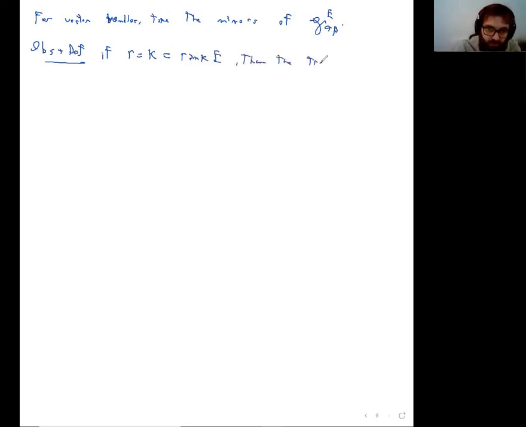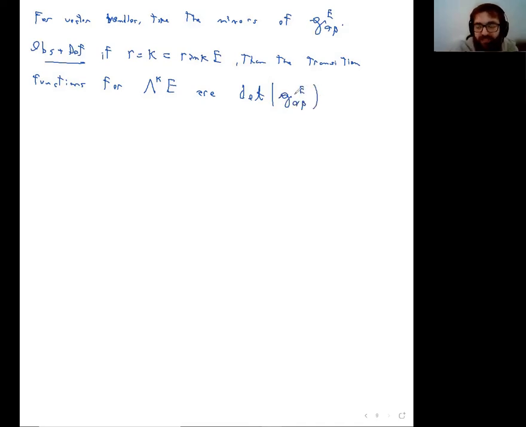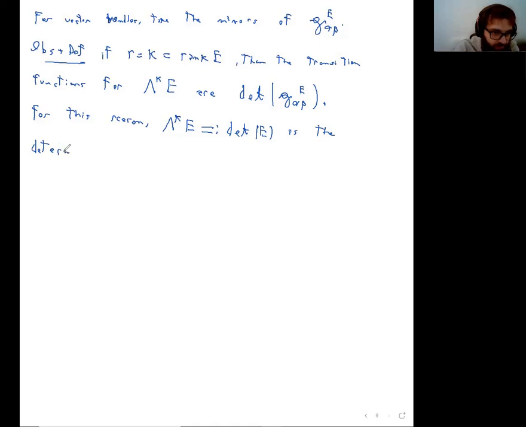then the transition functions for the lambda K E, and remember, this is now a vector bundle of dimension 1, so the transition functions are nothing but functions which are never zero. And it's precisely the determinant of the old bundle. And for this reason, lambda K E is usually written as determinant of E, the determinant bundle of E.